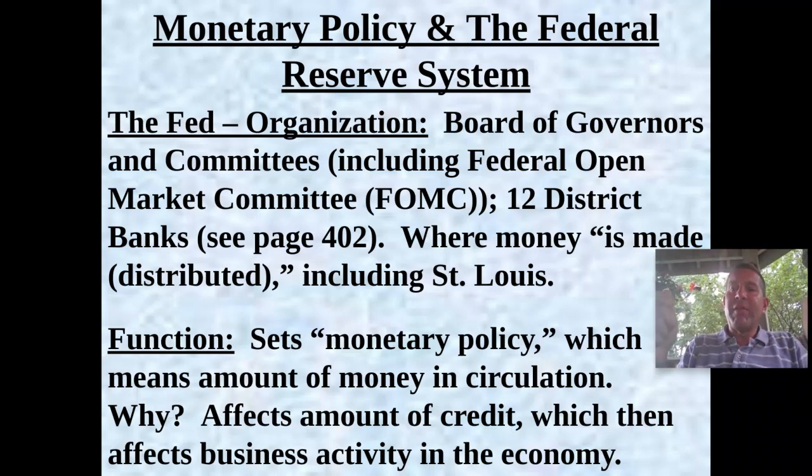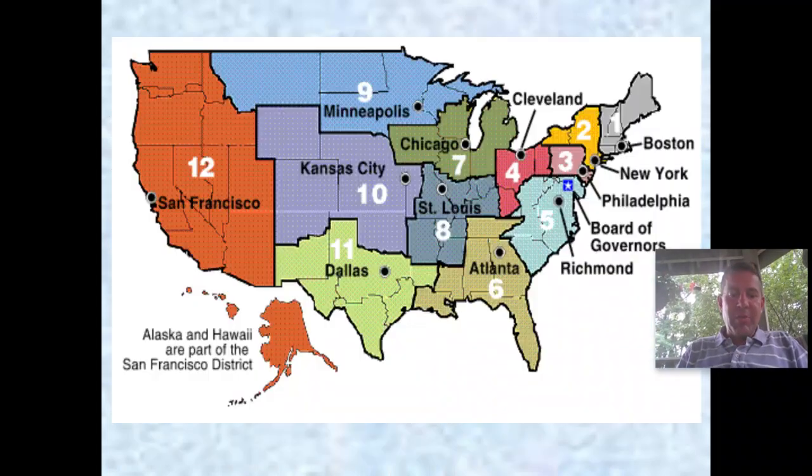So there are 12 of these banks: New York, Boston, St. Louis, Chicago, Dallas, San Francisco. Anyway, it's when a dollar bill is born, it is first born in one of those 12 places. So a dollar bill will never first appear in Collinsville or, I don't know, Memphis, but it will first appear in St. Louis because we have one of those 12 banks.